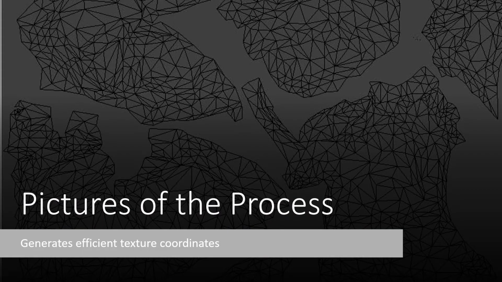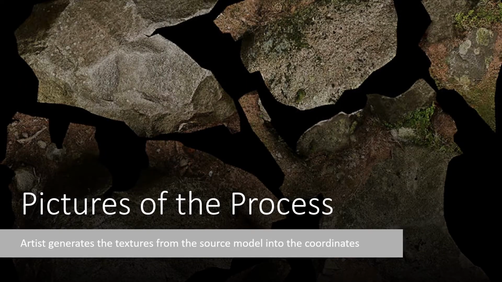So afterwards, they would generate efficient texture coordinates. As you can see, each of those coordinates on the back would be where they would place the textures and where they would go. Then the artist would generate the textures from the source model onto the coordinates themselves, because textures don't take up as much as polygons and things like that. So you can have extremely realistic textures without taking too much from it. So you can just take those textures straight from the source model itself. They put them on the coordinates so that when they are put back on the model, it'll be perfectly fine.